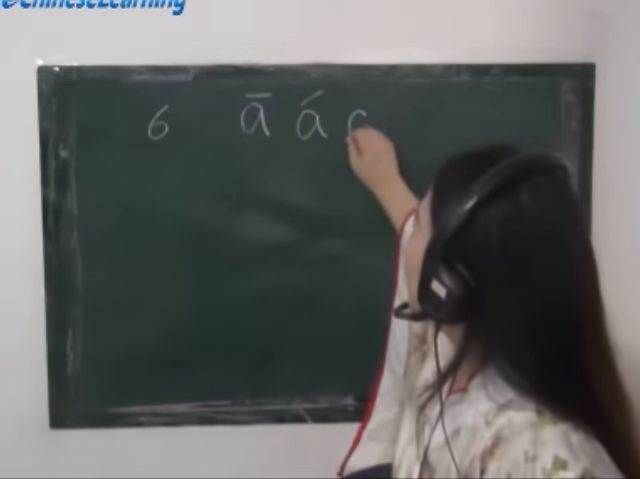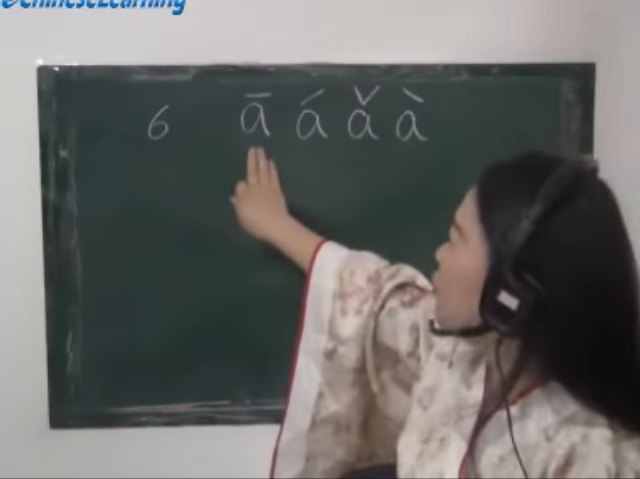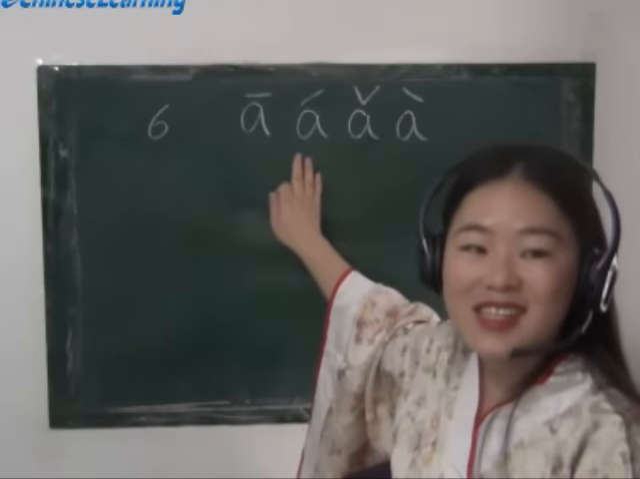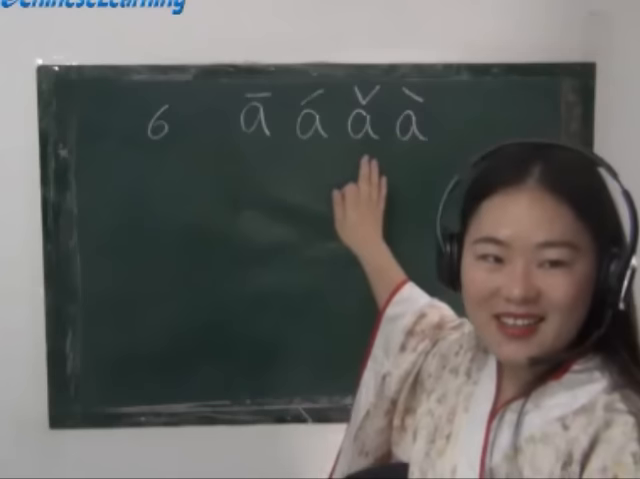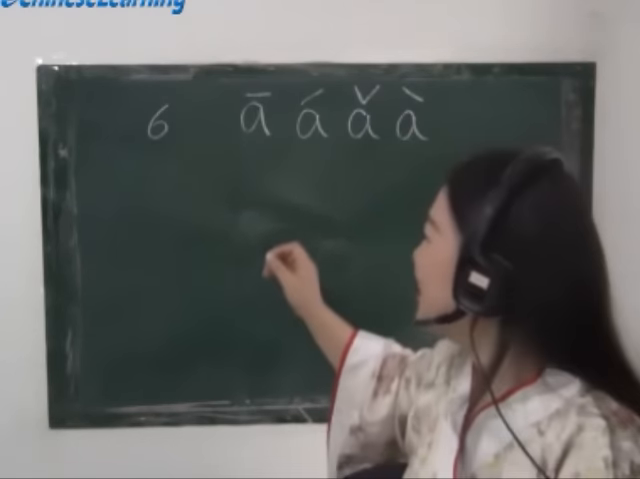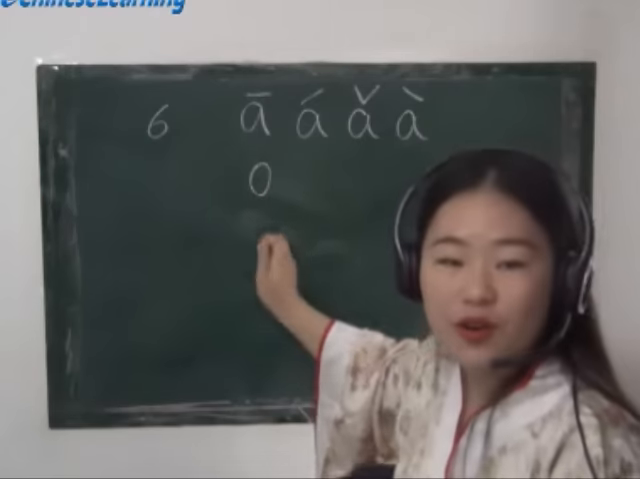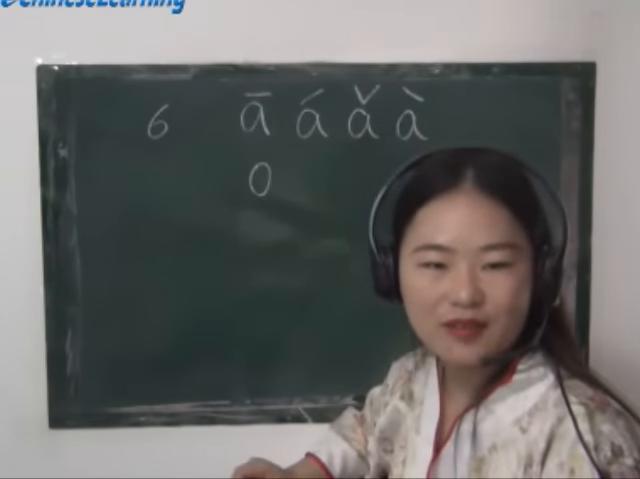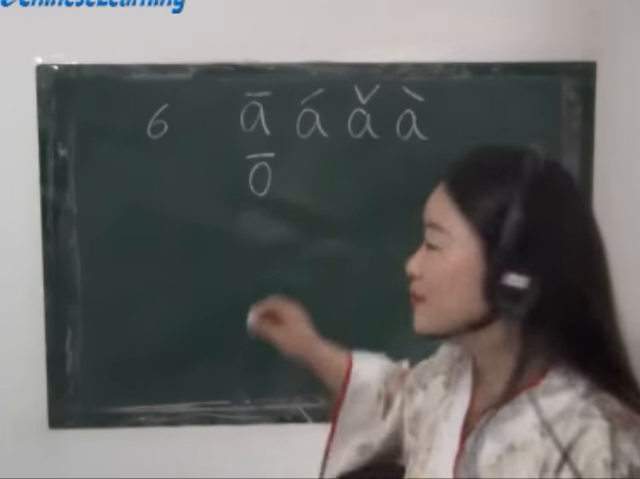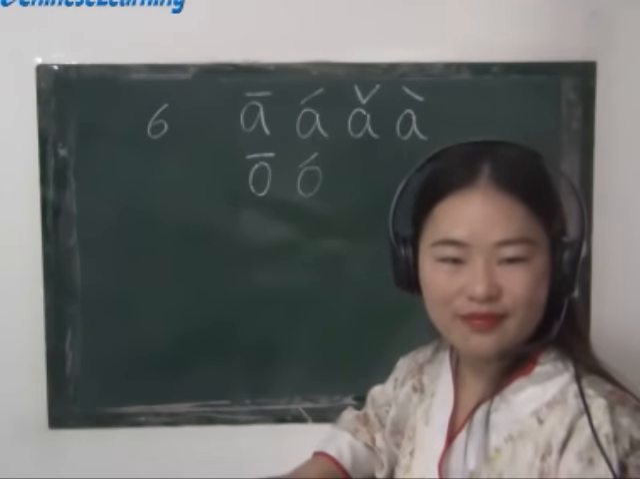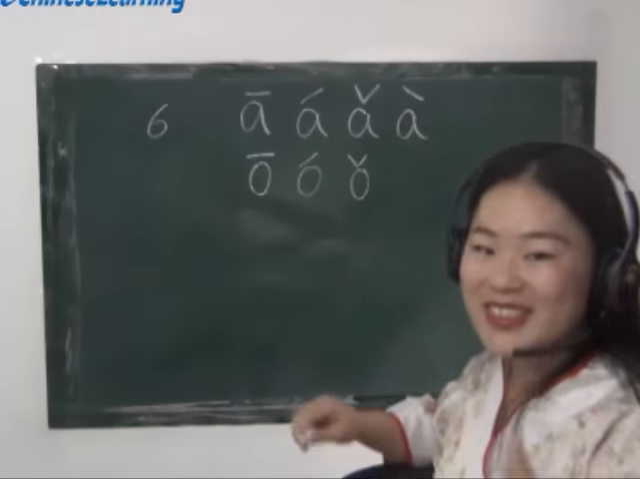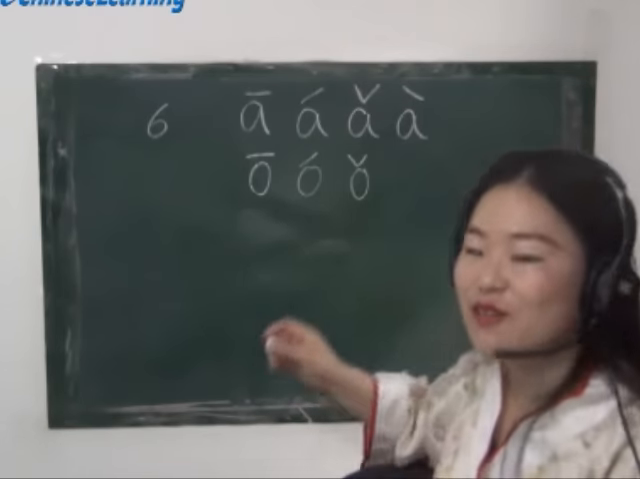Okay, so now can you try to read that again with different tones? The first one, first tone. Second tone. Third tone. Last tone. Very good. And let me show you the second single vowel, which is O. And we put first tone, it's O. Second tone. Good. And third tone, can you try to read it by yourself? Very good. See, you can use different tones to read different single vowels.